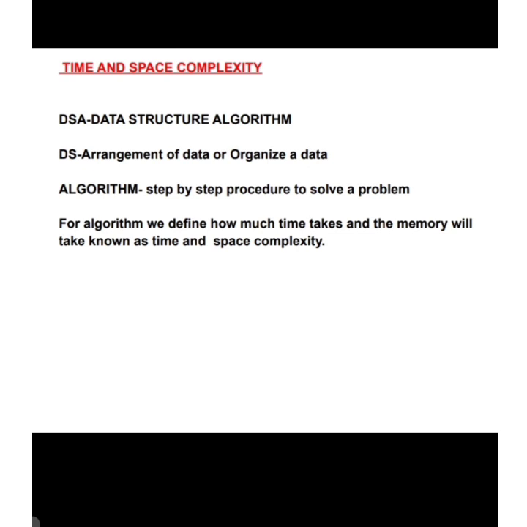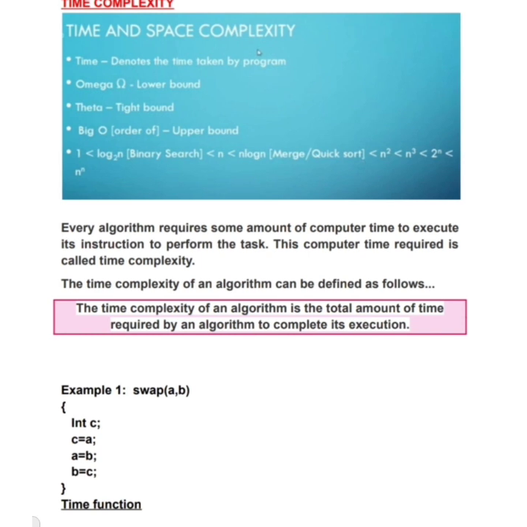Some algorithms will take more time and more memory. For an algorithm, we define how much time it takes and how much memory it takes. That is known as time and space complexity. Let me see briefly about time complexity. Every algorithm requires some amount of computer time to execute its instructions to perform the task. This computer time required is called time complexity.